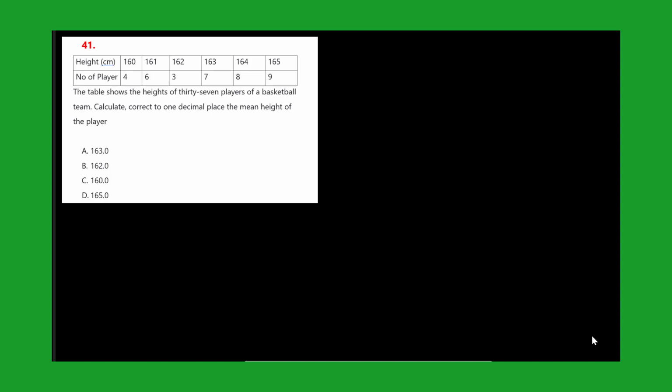In question 41, the table shows the height of 37 players of a basketball team. Calculate, correct to 1 decimal place, the mean height of the players. We are going to draw a table and we are going to find the mean. We will draw a table.